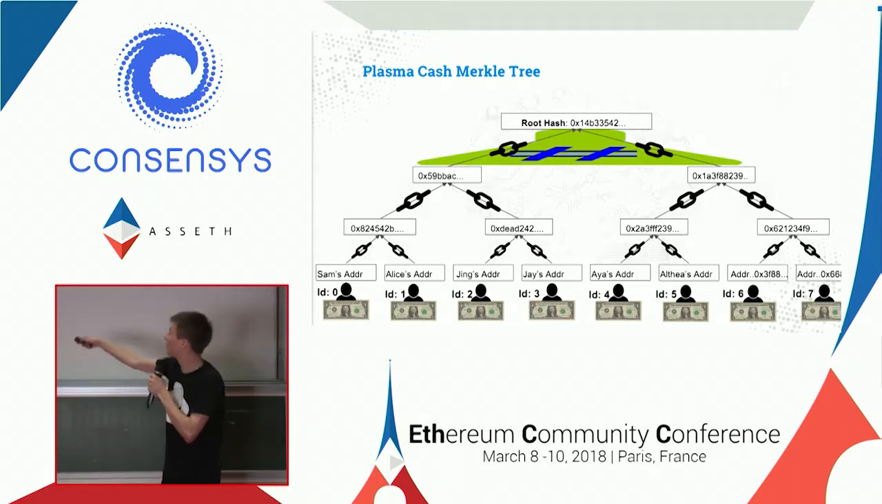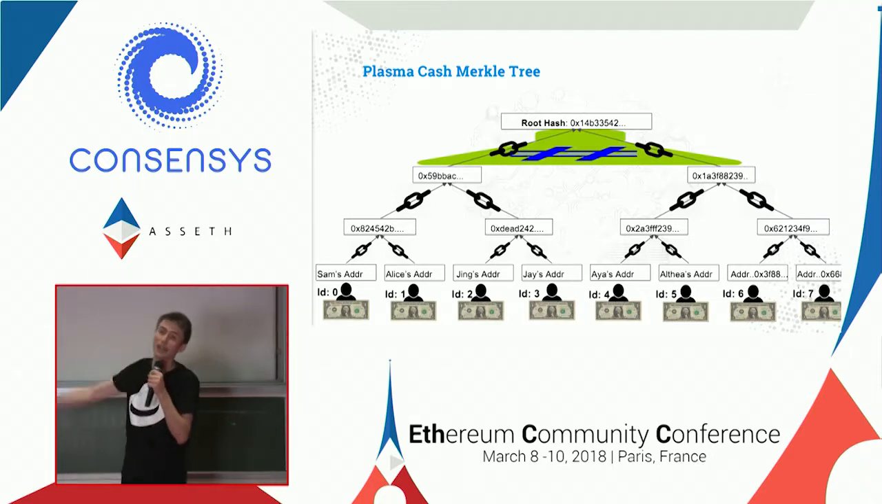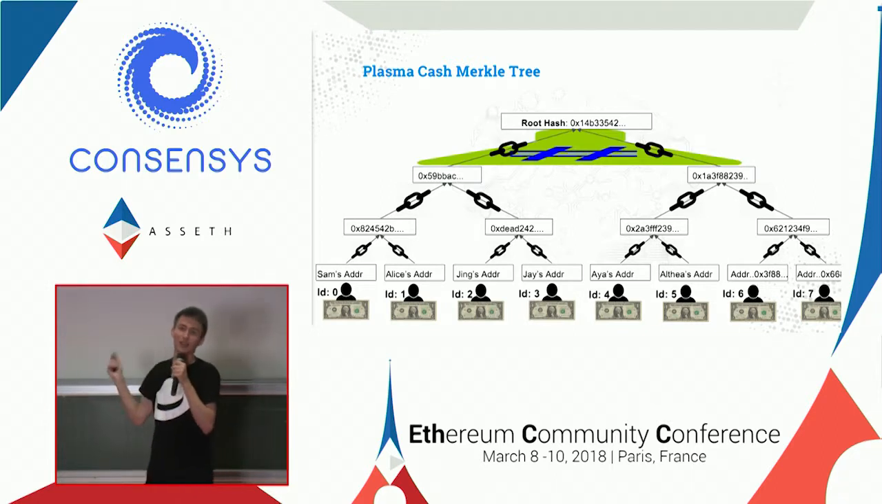So just by asking whether Sam's address is in this chain, you can verify: does this and this hash together to that? Does this and this hash together to that? Does this and this hash together to that? Okay, it checks out. That's included in the Merkle tree.